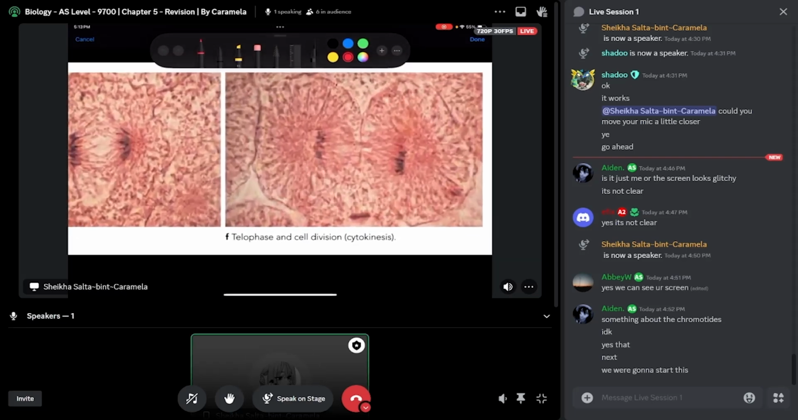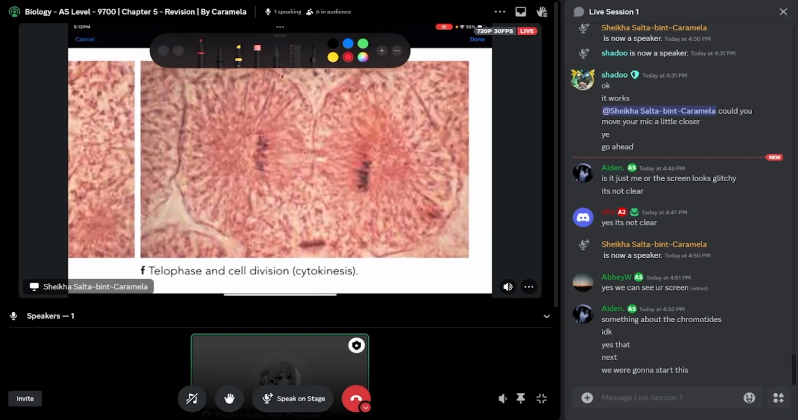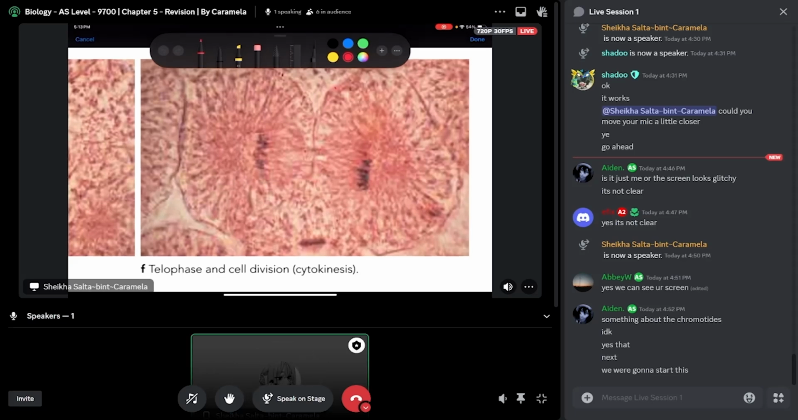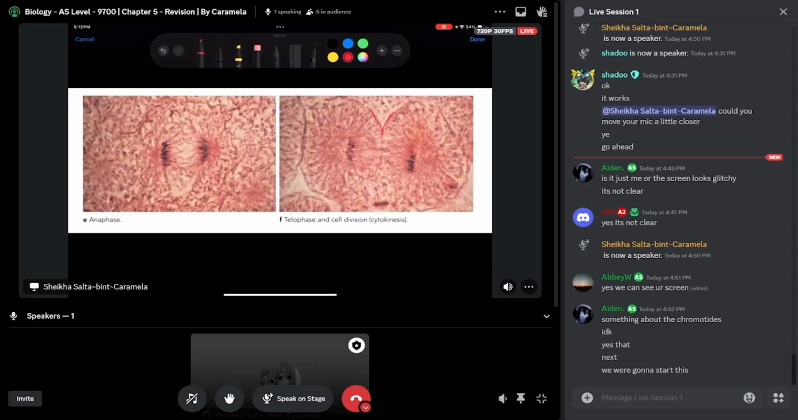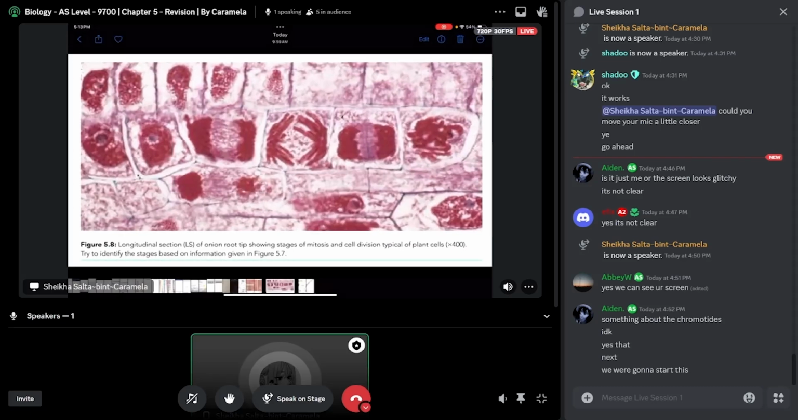Then we have picture F, which is your telophase and cell division, or you could say cytokinesis. What happens here is that the spindle fiber starts to break down, and you can see the nuclear membrane forming, which will just pinch off and divide the cell into two genetically identical cells. Easy and simple enough.